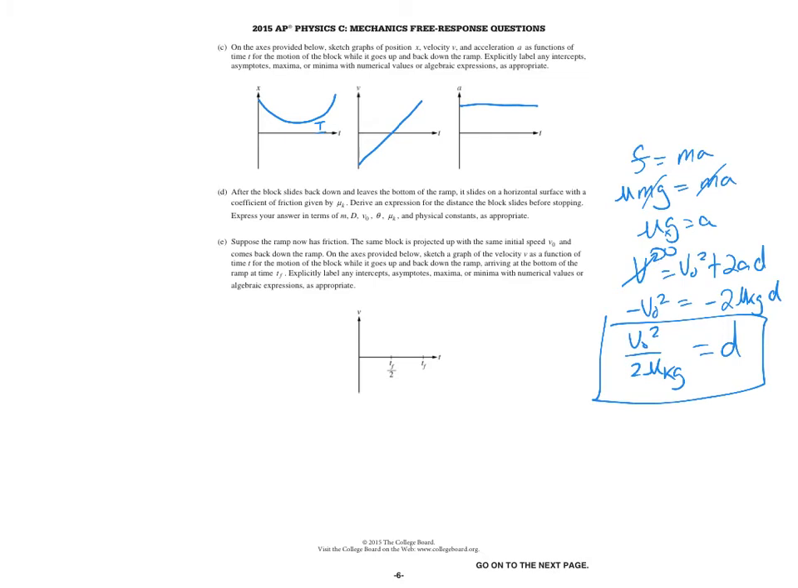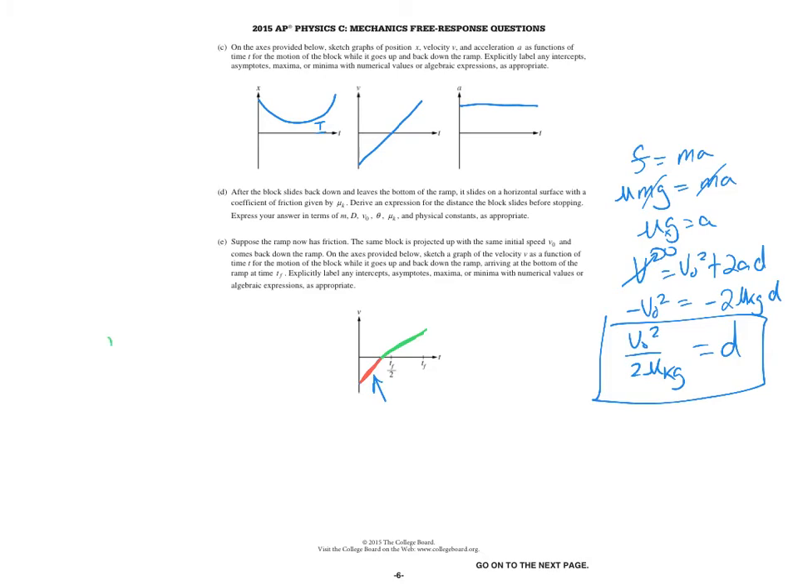The block is projected up with an initial speed and comes back down the ramp. The important bit here is that since there's friction, it's going to come to a stop well before the halfway point, and then once it comes to a stop, it's going to make its way back down slower. The reason for that is that in this section, the force of gravity and friction are working together to slow it down. And in this section, the force of gravity and friction are going against each other, so the acceleration should be less.